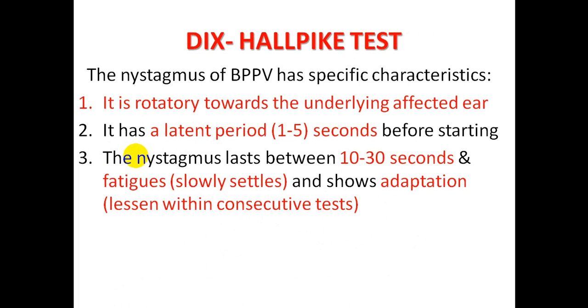What are the characteristics of nystagmus, which is specific for benign paroxysmal positional vertigo? Number one, it is rotatory towards the underlying affected ear. The nystagmus is directed toward the examined and undermost ear, and it is rotatory. Number two, it has a latent period of about 1 to 5 seconds, up to 20 seconds before starting. There is a latency of about 20 seconds.